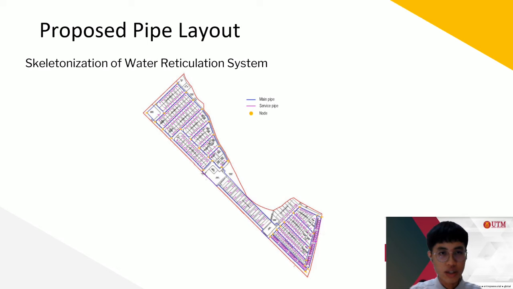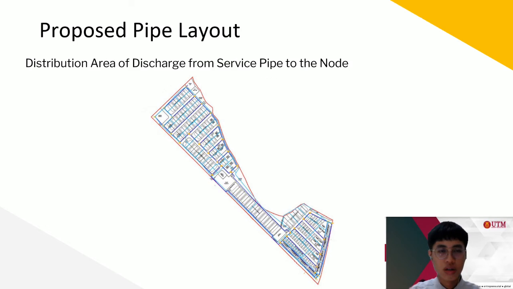This figure is the proposed pipe layout with service pipe. Pipelines are designed at the roadside with a depth of 1.2 meters under the ground. Service pipe for every building or area will connect to the main pipe. The figure shows the distribution area of discharge from service pipe to the node. The discharge of each service pipe was transferred to the nearby node.